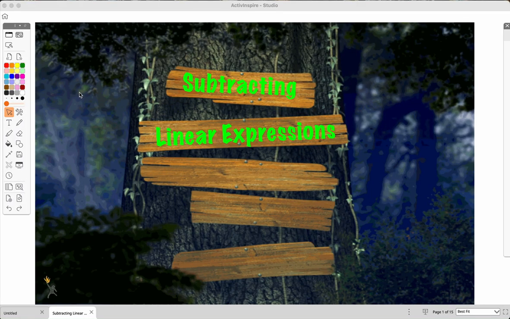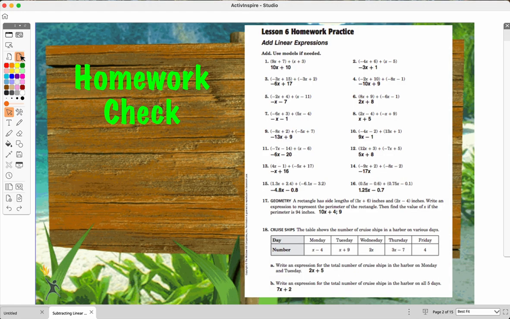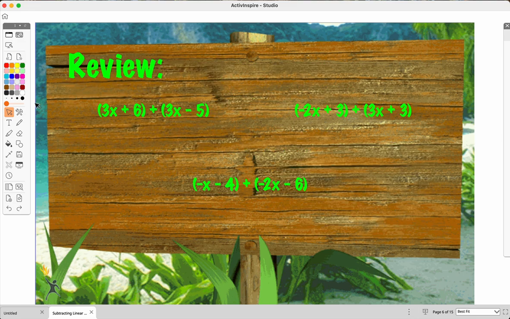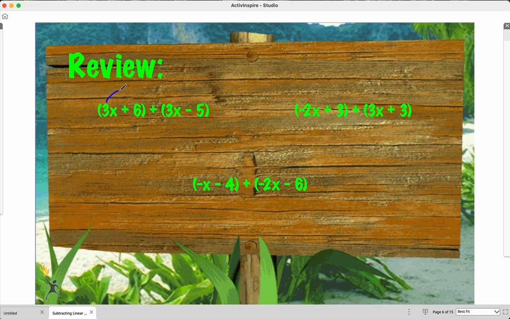Subtracting linear expressions. Now, yesterday we took some time and already talked about adding linear expressions, and really the key was setting it up so that we combine like terms. So let's jump past that and take a look at that little review. When we talked about yesterday, we said we were going to connect our two terms that are alike.